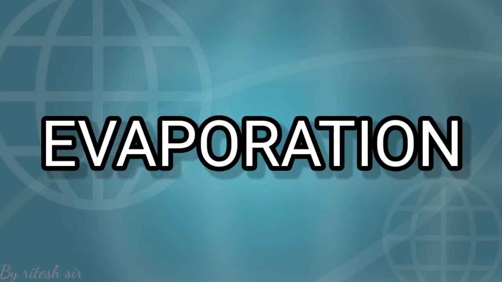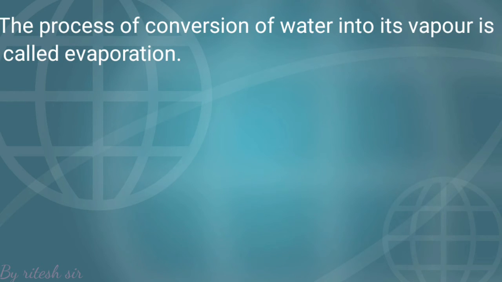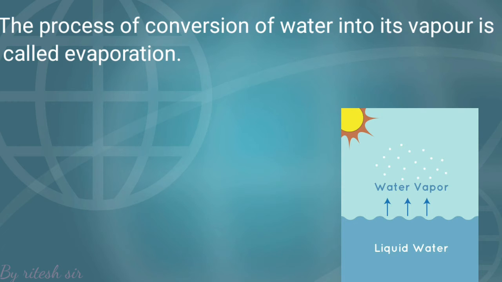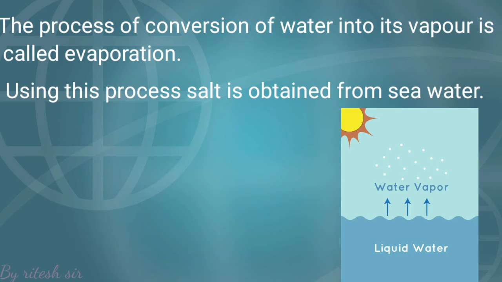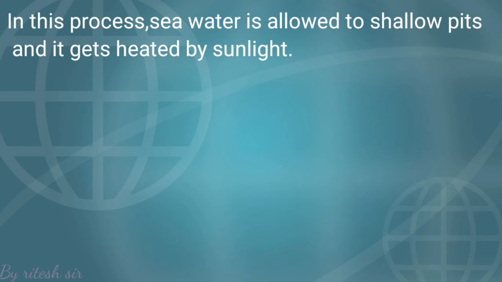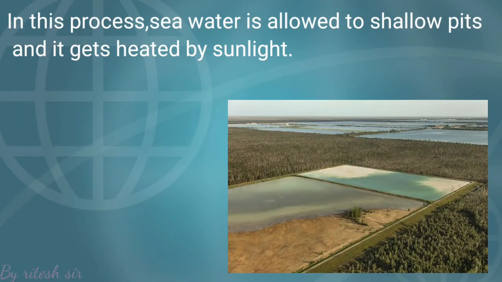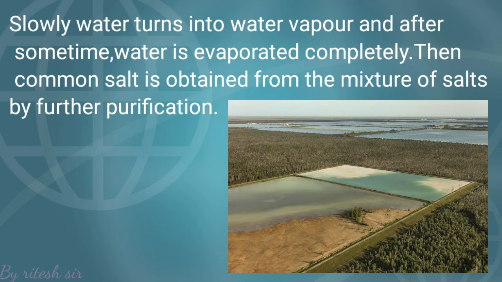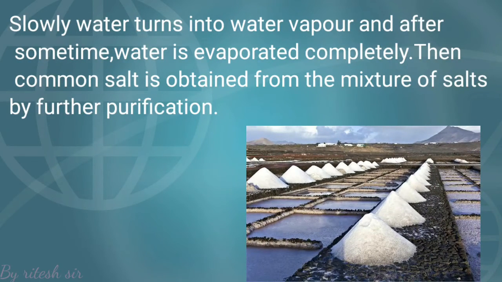Evaporation. The process of conversion of water into its vapor is called evaporation. Using this process, salt is obtained from seawater. In this process, seawater is allowed into shallow pits and it gets heated by sunlight. Slowly, water turns into water vapor, and after some time, water is evaporated completely. Then, common salt is obtained from the mixture of salts by further purification.